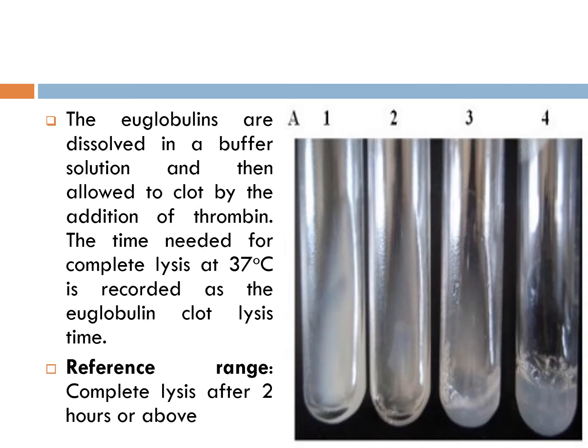Once the globulins are precipitated from the plasma, they are dissolved in a buffer solution and allowed to clot by adding thrombin. The time needed for complete lysis at 37 degrees Celsius is recorded as the euglobulin clot lysis time. The reference range for this test is that there should be complete lysis after 2 hours or more.